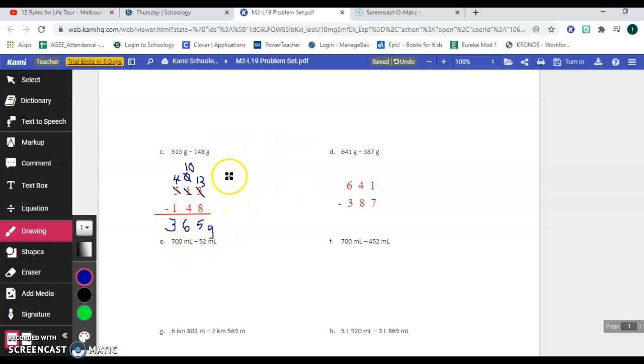Or I can use the method that Audrey did yesterday where I add up 5 and 8 make 13, 6 and 4 make 10, and 3 and 1 make 4. There are a couple ways to kind of check your work.